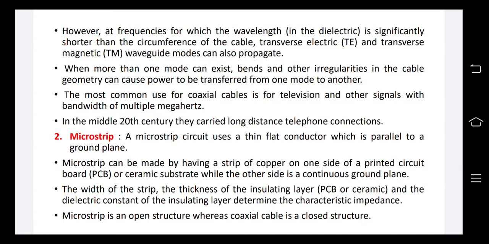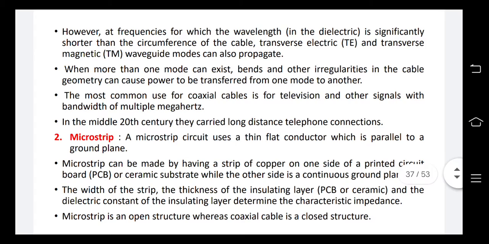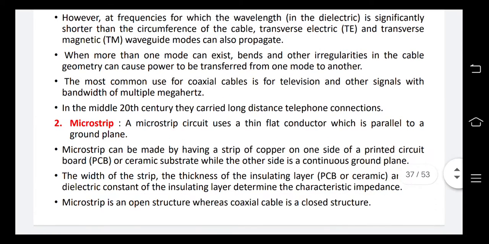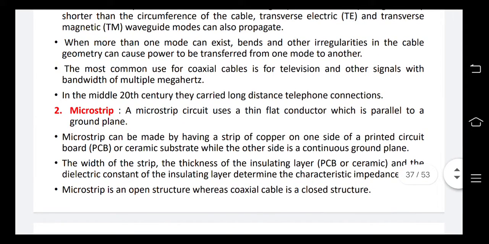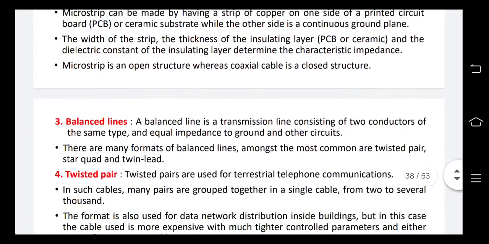So the microstrip is an open structure, whereas coaxial cable is a closed structure. So in microstrips, it mostly depends on the substrate it is made of, and the size and the shape of the copper strip which will be placed over the substrate is very important.